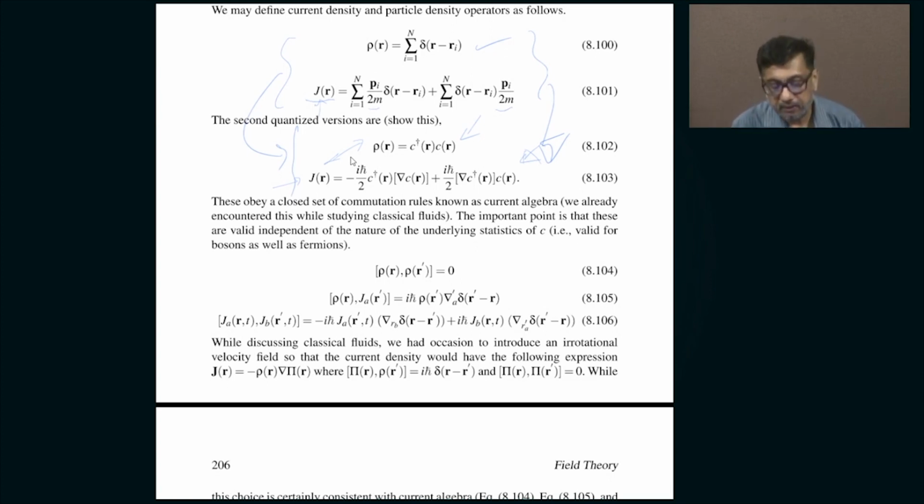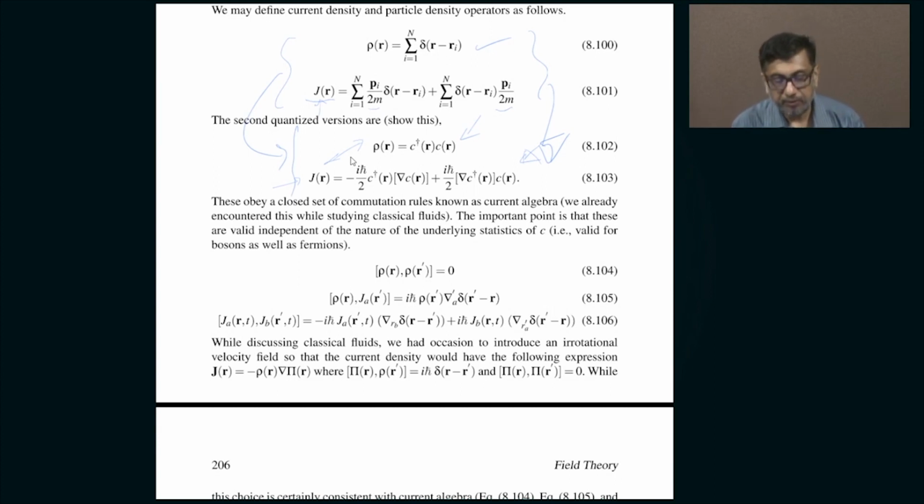So, the commutators of rho and J are themselves expressible again in terms of rhos and j's, or something even simpler. So, the bottom line is that they obey what are called closed commutation rules. That means the commutators do not involve anything other than rho and J. Okay. So, that is something very interesting and important, and it is worth spending time on.